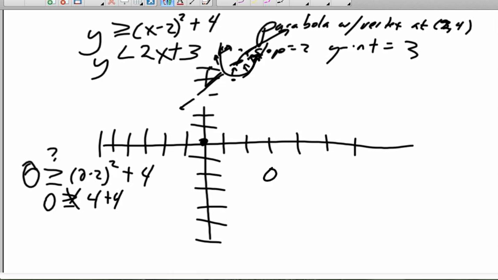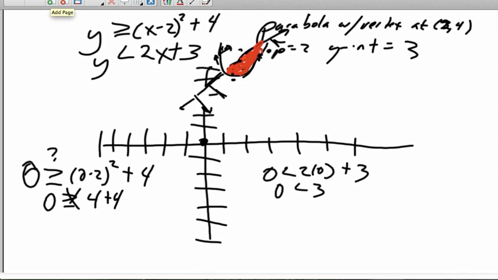And then I'm going to do the same point for the line. So it would be 0 is less than 2 times 0 plus 3. So is 0 less than 3, and the answer is true. So I'm going to take this part of y. And if you'll notice, the area where the two of them intersect is this area right here. And this is your solution. Okay.